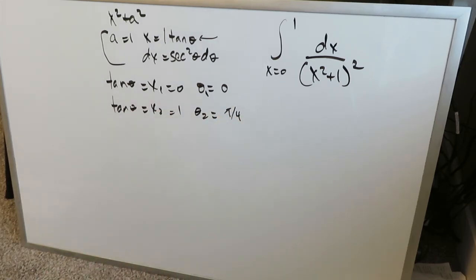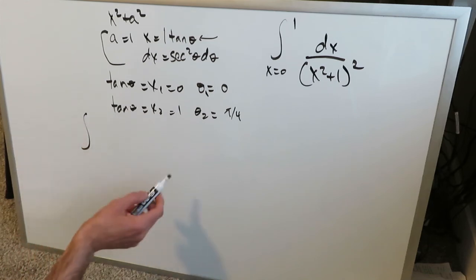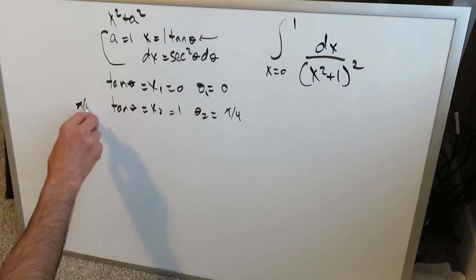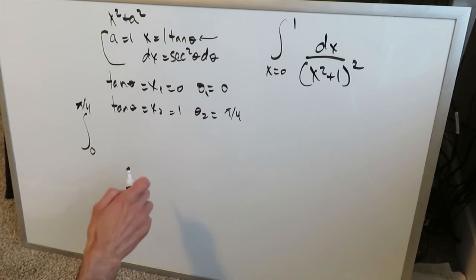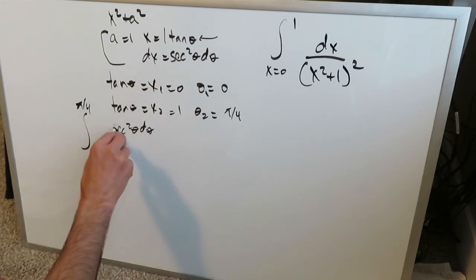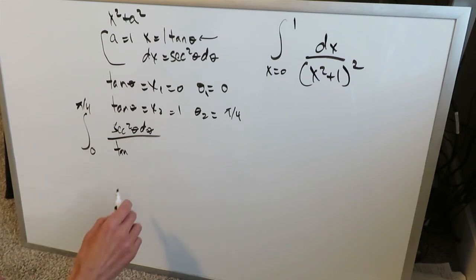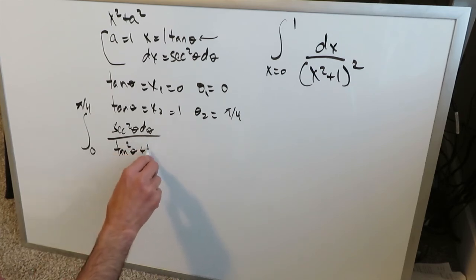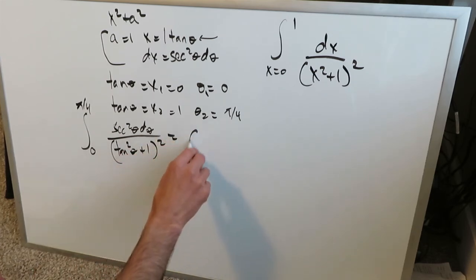And we have everything we need now. Look over here. 0 to pi over 4. Substitute dx, secant square theta d theta over tan square theta plus 1 whole square. What do we get over here?